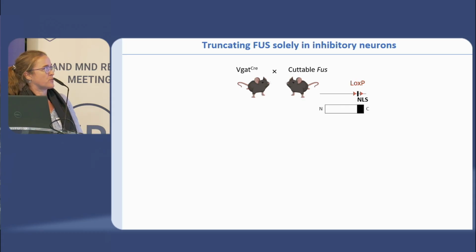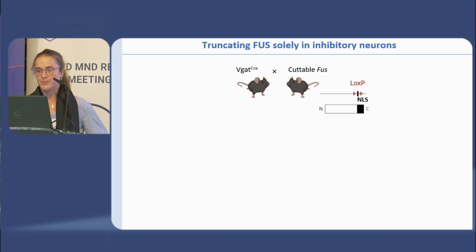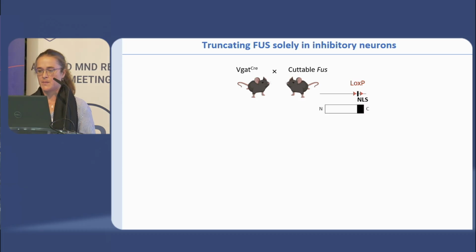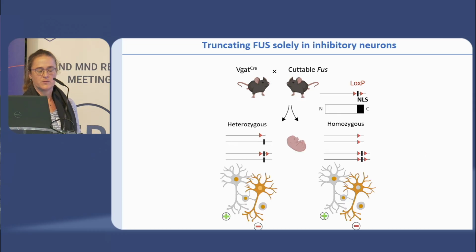So we crossed VGAT mice, which allow the expression of Cre recombinase only in inhibitory neurons, I mean, in neurons expressing the VGAT promoter, so mainly inhibitory neurons, with the mice that we called cuttable FUS, in which you have two loxP sequences surrounding the NLS domain. This crossing allows us to have either heterozygous or homozygous mice in which we have either a partial mislocalization of FUS or a complete mislocalization of FUS only in inhibitory neurons.